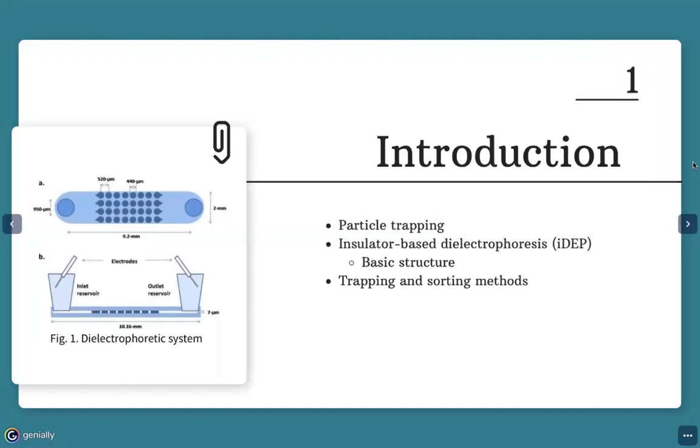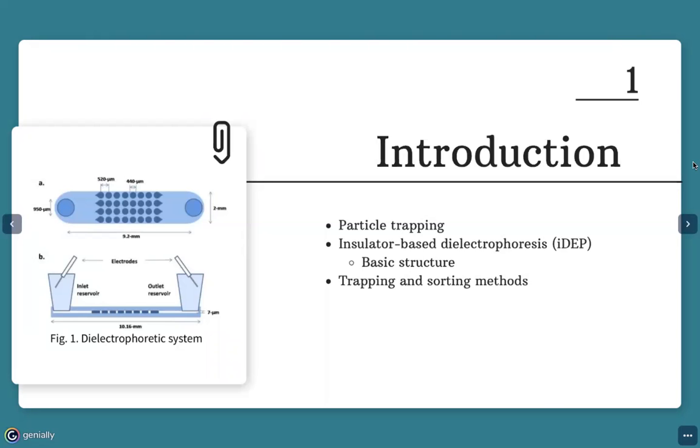Some particle trapping methods exploit the particle properties such as deformability, magnetic susceptibility, density, size, polarizability, and also shape. This is done by applying the corresponding force fields such as electric, magnetic, acoustic, optic, and hydrodynamic.